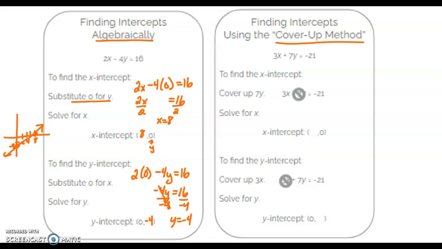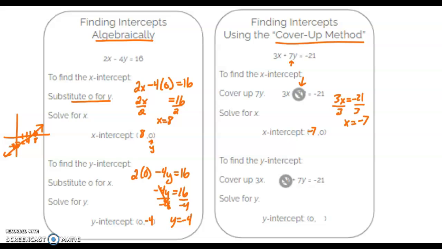So it says to find the x-intercept, cover up 7y. So essentially, you put your finger over the 7y, and what you're left with is 3x equals negative 21. You can see right here, I've just kind of crossed it out. So you have 3x equals negative 21. Now solve for x. You get negative 7. So the x-intercept is negative 7, 0.